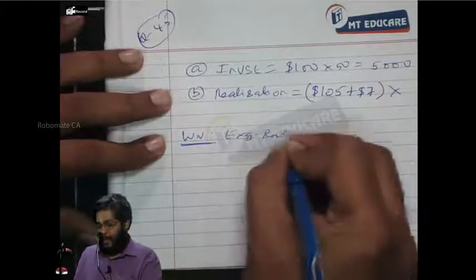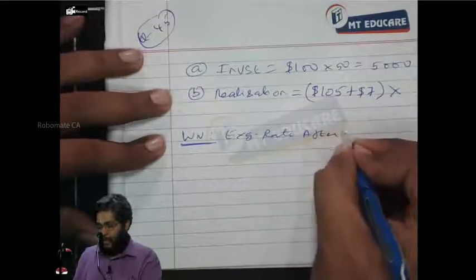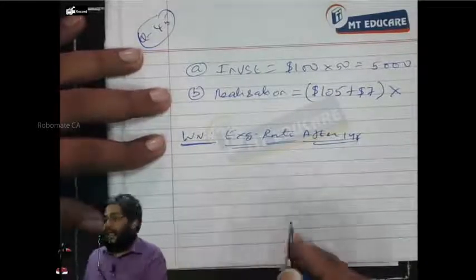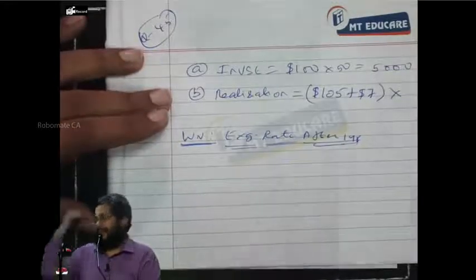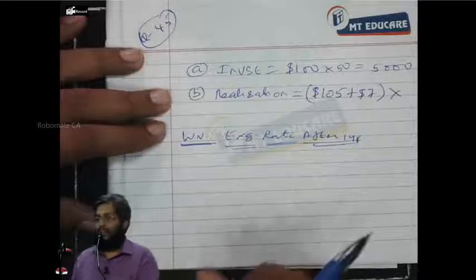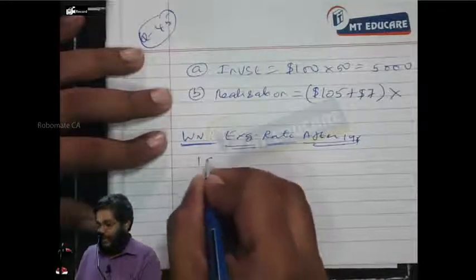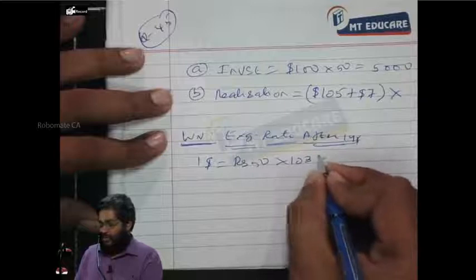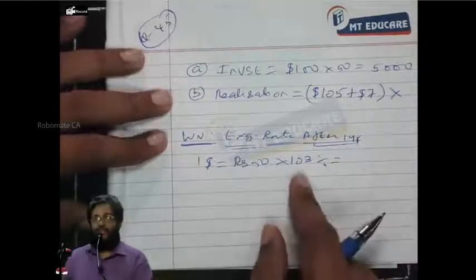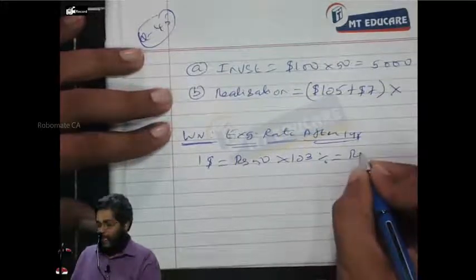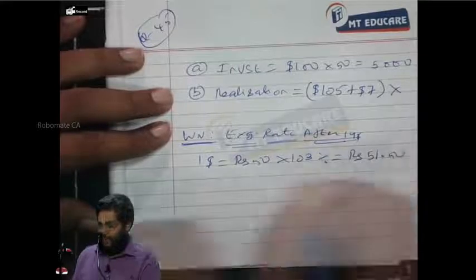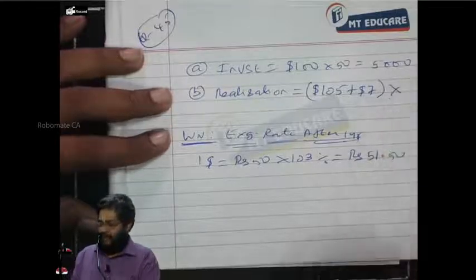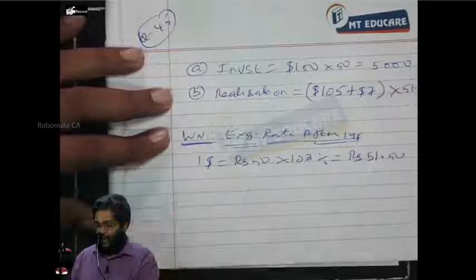Exchange rate after 1 year. Answer me, dollar has appreciated or depreciated? Appreciated. It is appreciated by how much percent? 3%, no? So after 1 year, $1 is equal to rupees 50 into how much percent? 103%. $1 is equal to rupees 50 into 103%. Tell me the answer here. Rupees 51.5. So $105 plus $7, $112 I have in my hand after 1 year, which I sell at 51.5.